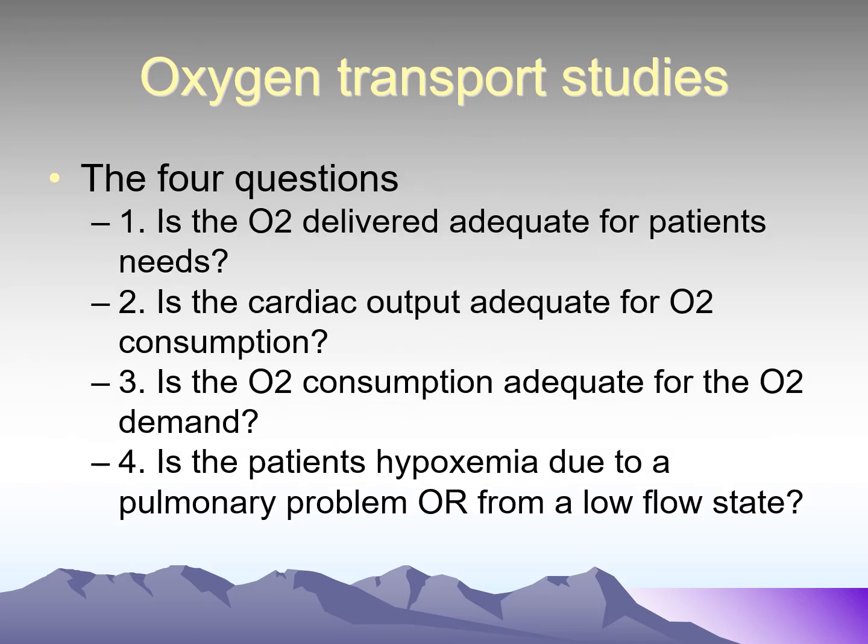Alright, so things that we need to think about and look at, questions that we need to ask ourselves are, is the oxygen delivered adequate for the patient's needs? Is the cardiac output adequate for the oxygen consumption? Is oxygen consumption adequate for the oxygen demand? And is the patient's hypoxemia due to a pulmonary problem, or is it more of a low flow state? Okay, so these are questions that we have to ask ourselves.